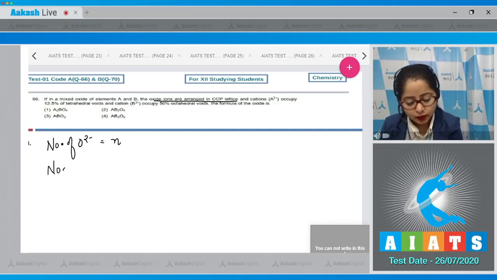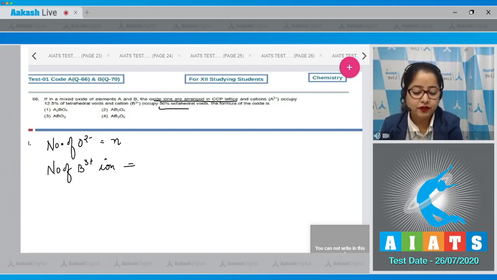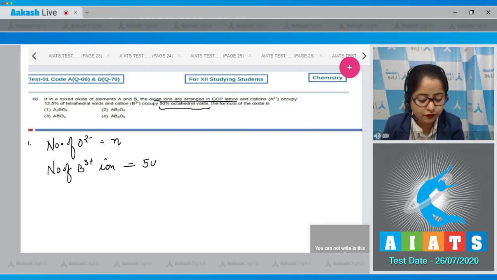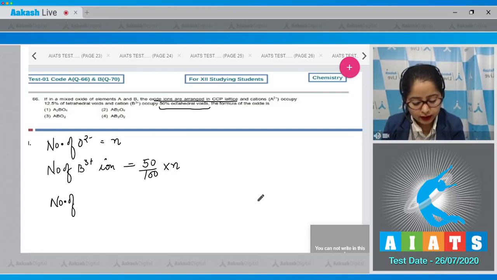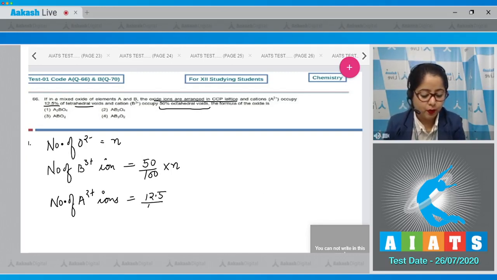So, number of B 3 positive ions is equal to, since these occupy 50% of the octahedral voids, that means 50 upon 100 multiplied by n, since I have already discussed that octahedral voids are the same as the number of atoms making the lattice. And the number of A2 positive ions is equal to 12.5% of tetrahedral voids. That means 12.5 upon 100 multiplied by 2n, as I've already discussed that the number of tetrahedral voids is double the number of atoms making the lattice.